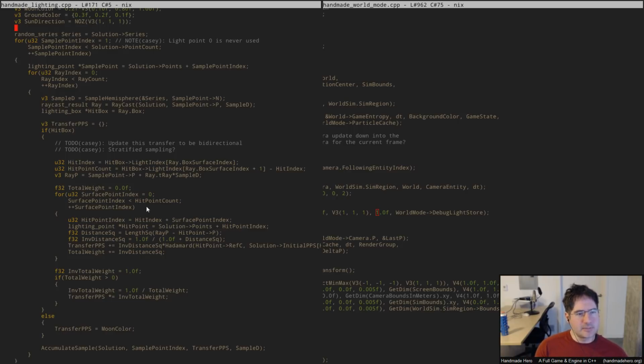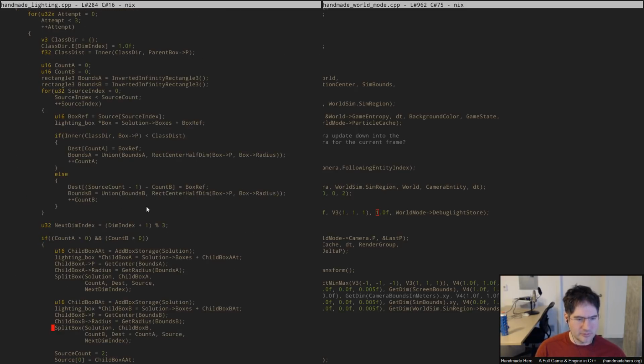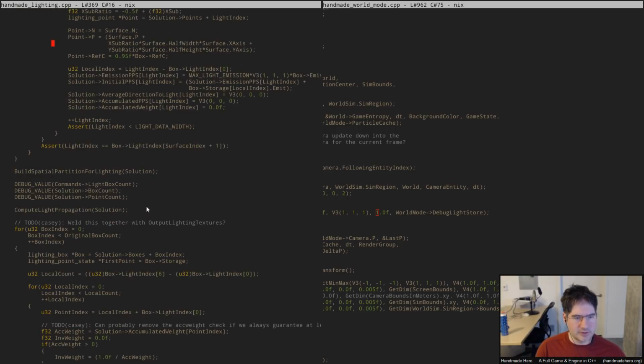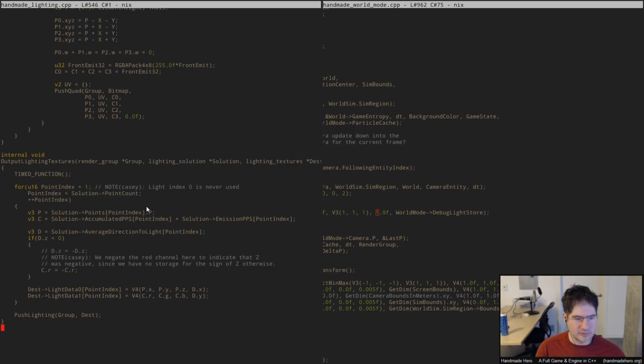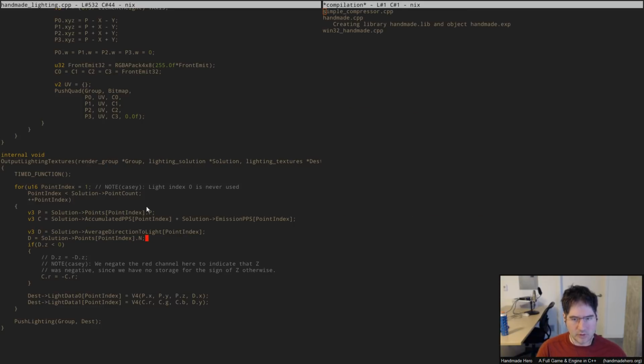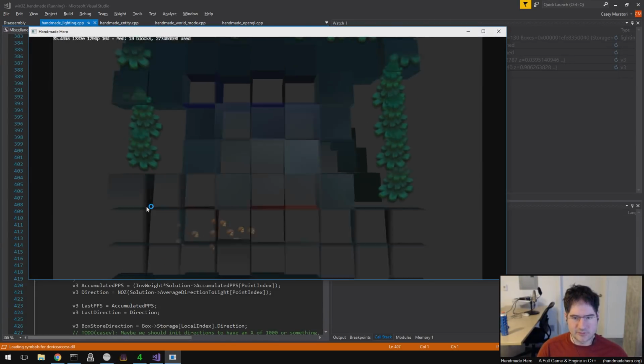All right, so let's think about this a little bit more. Let me do a few things here. So I want to test a few things now. The first thing I want to do is the standard test we were doing before where we don't update the average direction to light. So I want to set here D is always going to be equal to solution points, point index, surface normal. So I don't want to see anything that has to do with the average direction of the light.